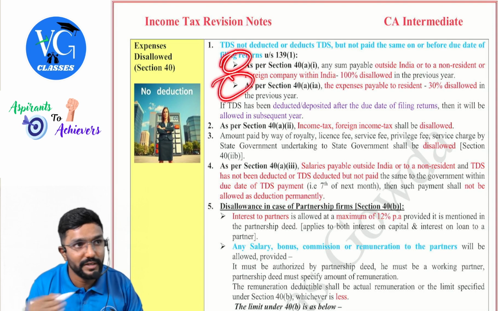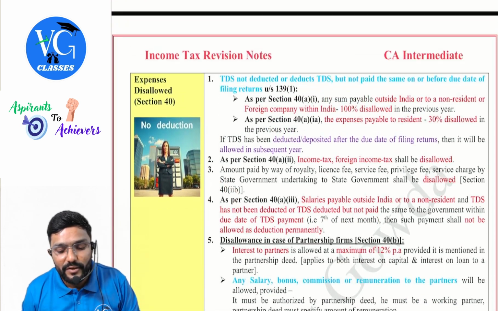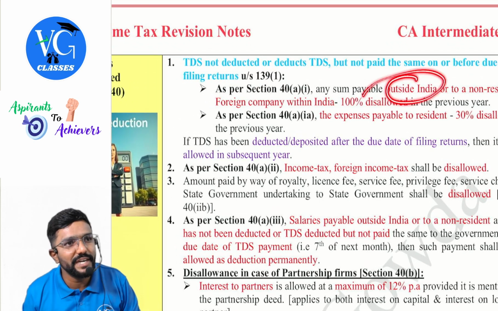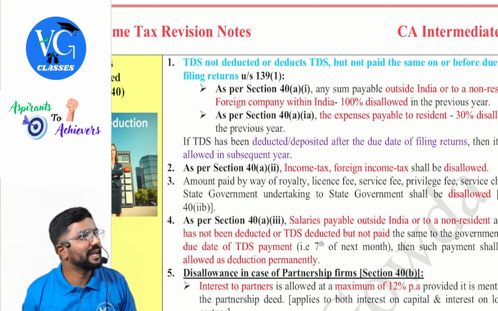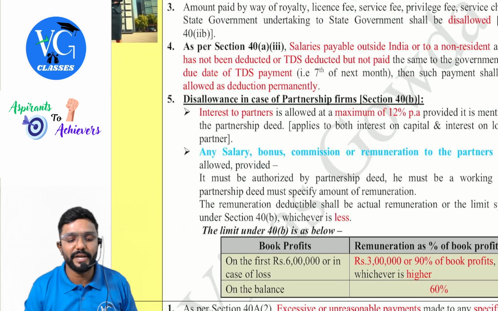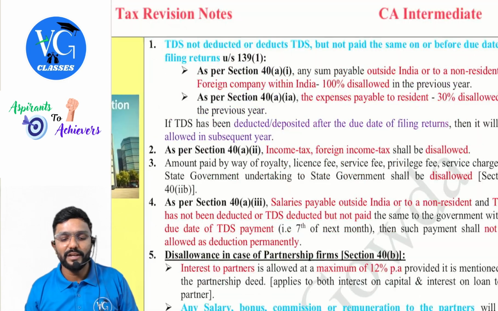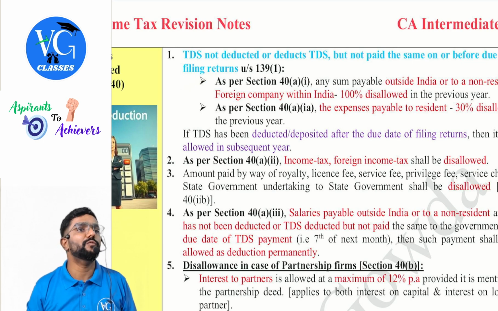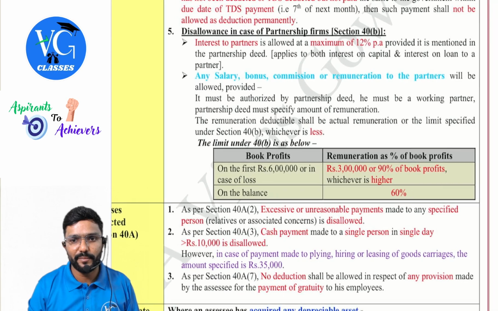40A(1) and 1A tell different things, whereas 3 is telling something different. Sir, does 40A(1) cover salary, any sum payable outside India? Yes, but other than salary, because for salary we have a separate point. Anything other than salary payable outside India to a non-resident would be covered under 40A(1), guys. Next, 40B. There is an amendment in this.